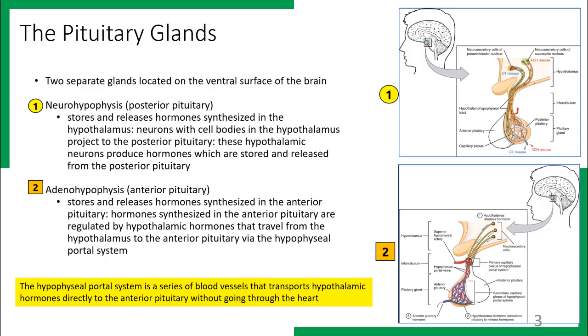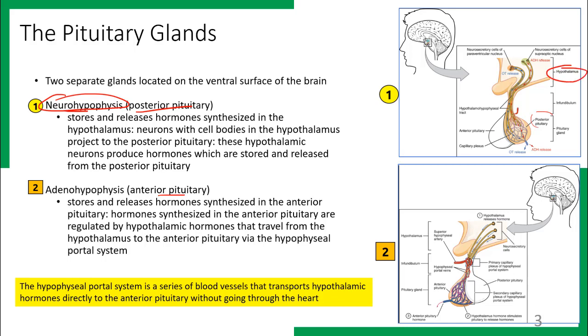As I said, we have two pituitary glands. They're not separated into left and right; they're actually separated into front and back. So we've got the posterior pituitary at the back, and the anterior pituitary in the front. The posterior pituitary is sometimes referred to as the neurohypophysis. It's called that because it doesn't actually produce hormones. In fact, the hormones that the posterior pituitary releases are produced by cell bodies in the hypothalamus.